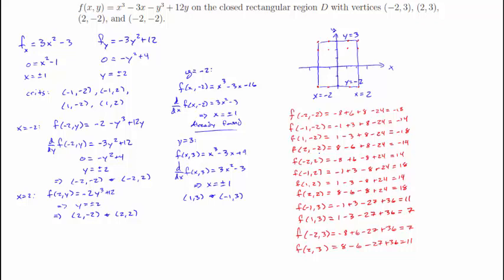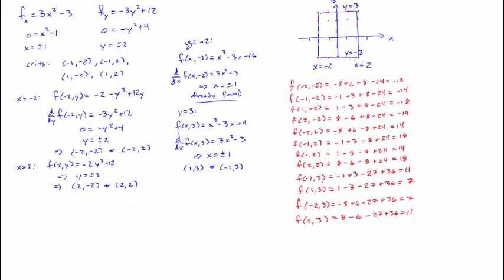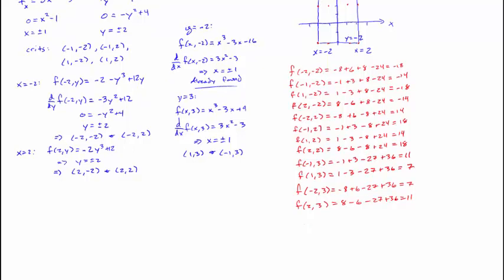F of 2 comma negative 2 equals negative 14. F of negative 2 comma 2 equals positive 14. F of negative 1 comma 2 equals positive 18. F of 1 comma 2 equals 14. F of 2 comma 2 equals 18. F of negative 1 comma 3 equals 11. F of 1 comma 3 equals 7. F of negative 2 comma 3 equals 7. And F of 2 comma 3 equals 11.